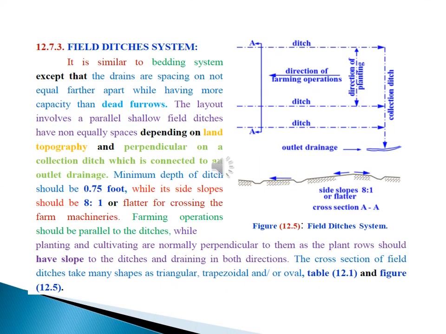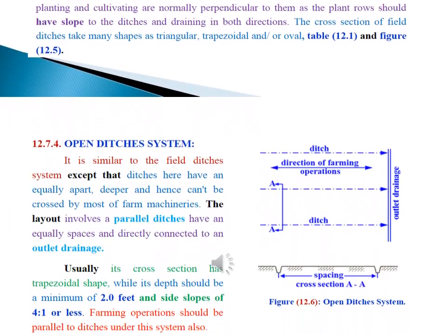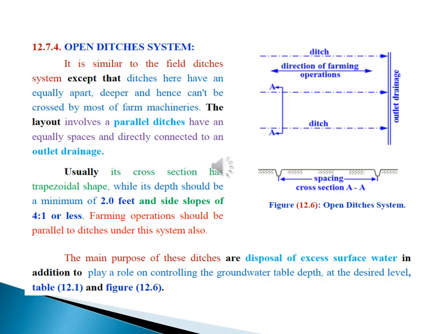Number 3. Field ditches system. It is similar to the bedding system, except that the drains are spaced further apart while having more capacity than dead furrows, as shown in front of you. Number 4. Open ditches system. It is similar to the field ditches system, except that ditches here are equally spaced, deeper, and hence can't be crossed by most farm machinery, as shown in the enclosed figure.